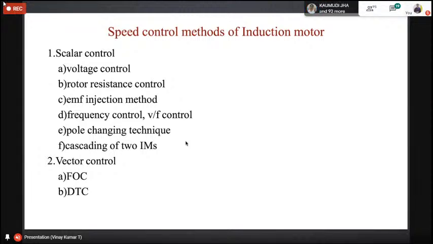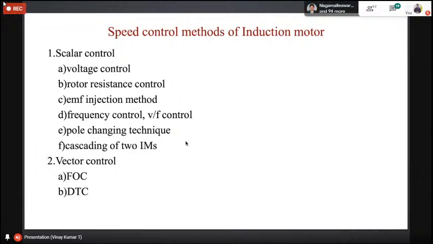By injecting external resistance, we can change the torque peak point, we can shift the breakdown torque position. By injecting EMF, we can regulate the rotor current amplitude, such that we can change the speed also. In frequency control, by changing the frequency we can change the speed of the stator poles. Once the stator pole speed is controlled, the rotor poles also will follow the stator poles closely, in such a way that we can control the speed, right? V by F is also a very popular method in scalar control. Next, pole changing: by changing the poles also we can control the speed.